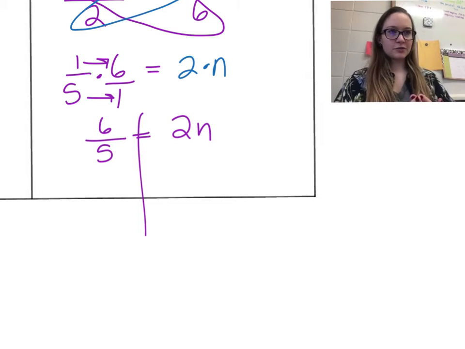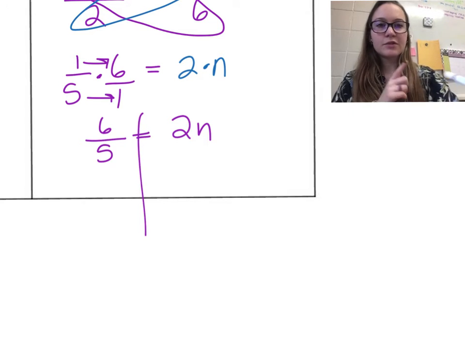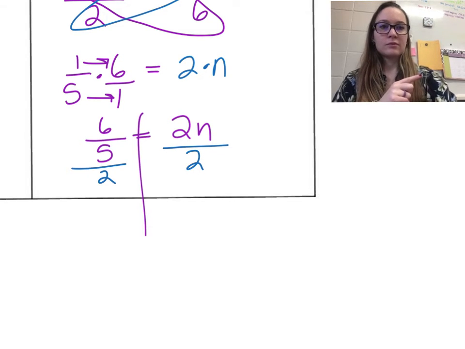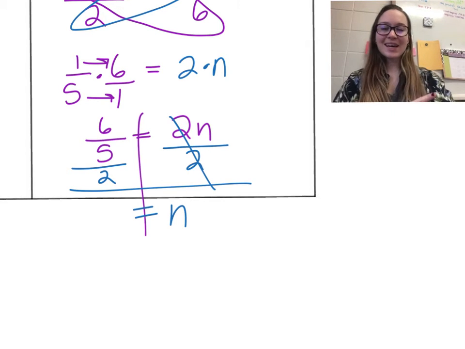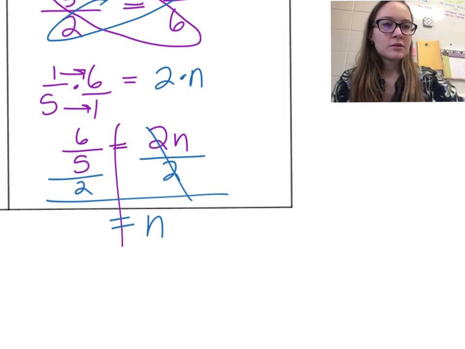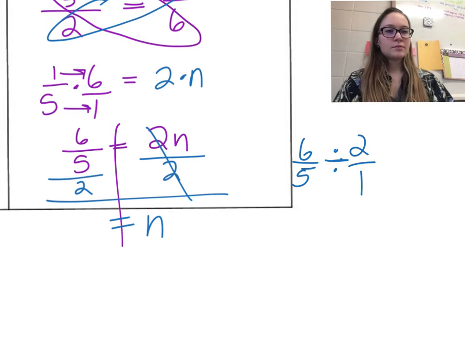So now I can solve. Okay. So I need to get n by itself, so I need to undo 2 times n. The opposite of 2 times n is dividing by 2. So that gets rid of the 2's, and we just have n. Now over on the side, I'm going to do that 6/5 divided by 2. So over here, we're going to do 6 over 5 divided by 2. Make 2 into a fraction by putting it over 1.